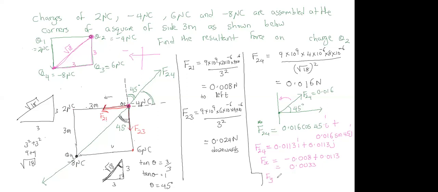Then I get the force along the Y. Along the Y, we have this F23, which is going downwards. Something going downwards, we consider as negative. So I write it as negative 0.024 plus our force along the J, which is along the vertical here, 0.0113. So I'll add those two forces. When I do so, I'm getting my answer as negative 0.0127, but negative. So these are Newtons.